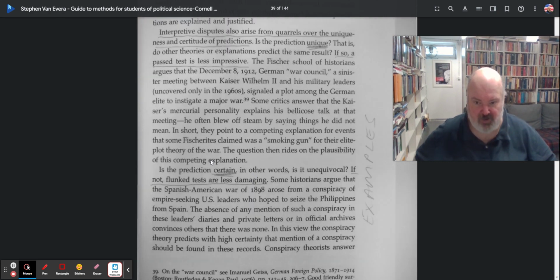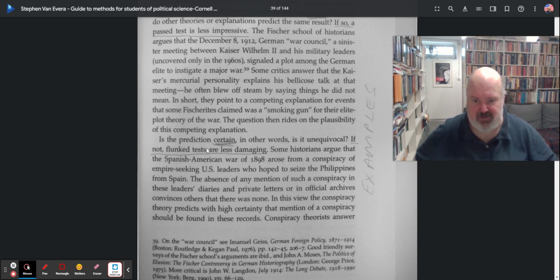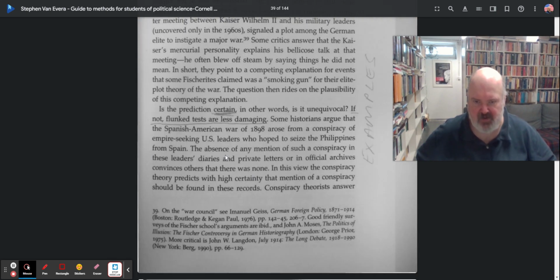The question rides on the plausibility of the competing evidence. Is the prediction certain? In other words, is it unequivocal? Certain implies unequivocal, no other thing but this. If not, failed tests are less damning. Okay. Some historians argue that the Spanish-American War of 1898 arose from a conspiracy of empire-seeking U.S. leaders who hoped to seize the Philippines from Spain. The absence of any mention of such a conspiracy in these leaders' diaries and private letters or in the official archives convinces others that there was none.